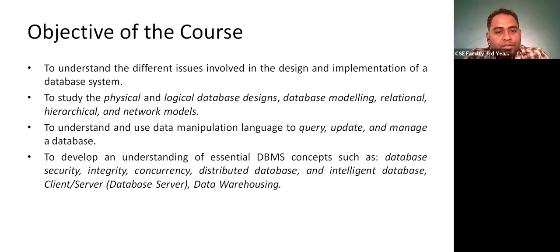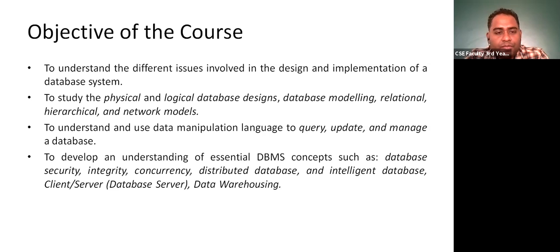The objective of this course is that when you finish this course, you will be able to understand the different issues involved in designing or implementing a database system. That means if somebody asks you to design a database for a particular organization, it can be a university or any company or whatever it is, you will be able to design and implement that system.